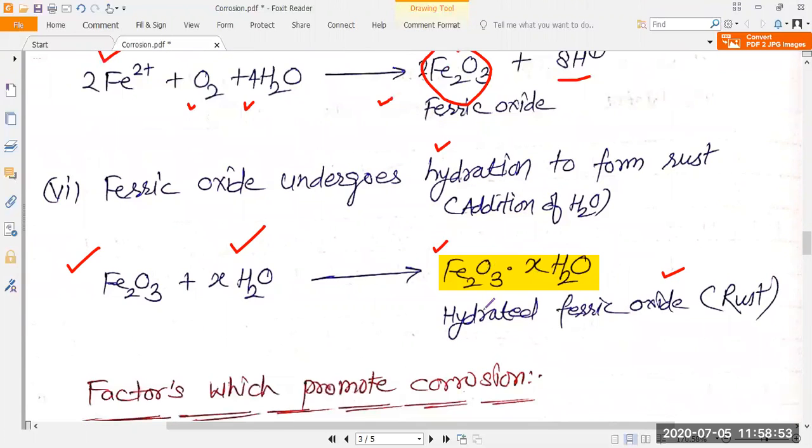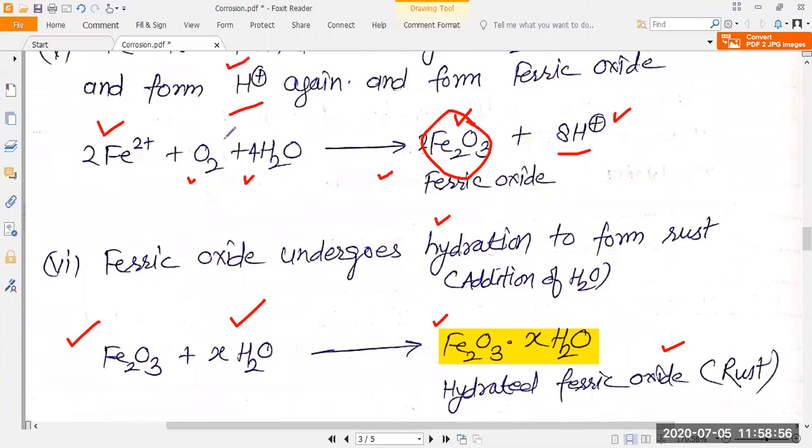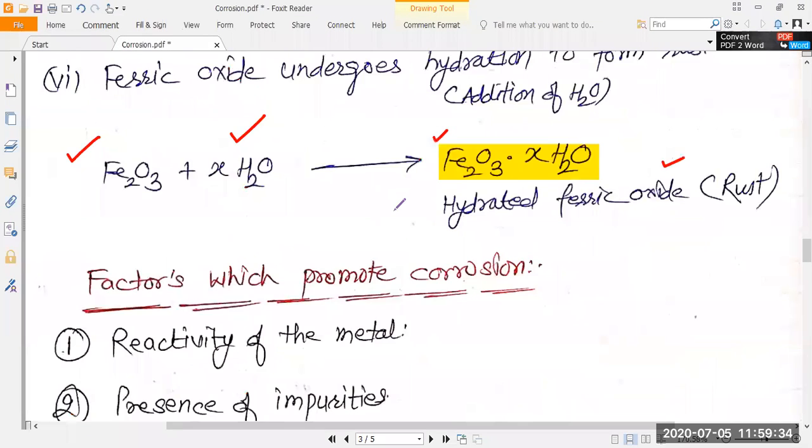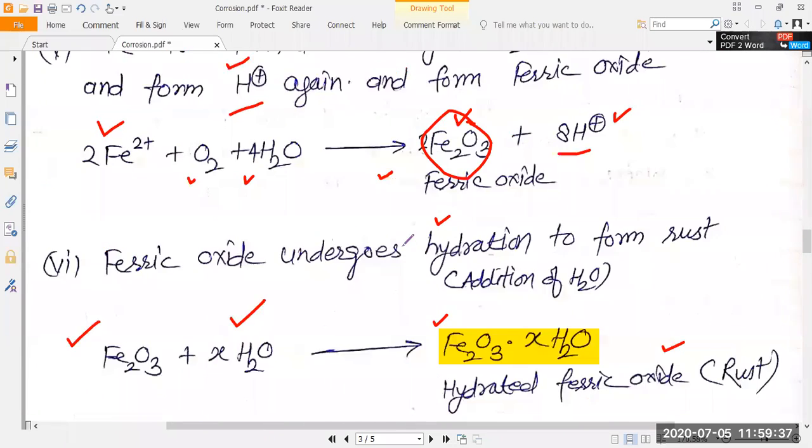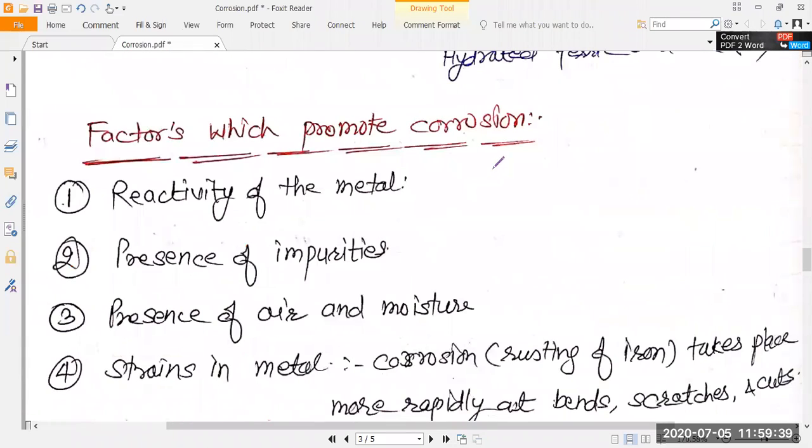To understand the factors that promote corrosion, we take a summary of the whole chemical reaction. So the whole chemical reaction can be written in this manner. This is the first step, dear student. The first reaction will be: H2O, water present in the atmosphere, when it comes in contact with the iron article, reacts with carbon dioxide gas and forms carbonic acid. This is the first chemical equation.